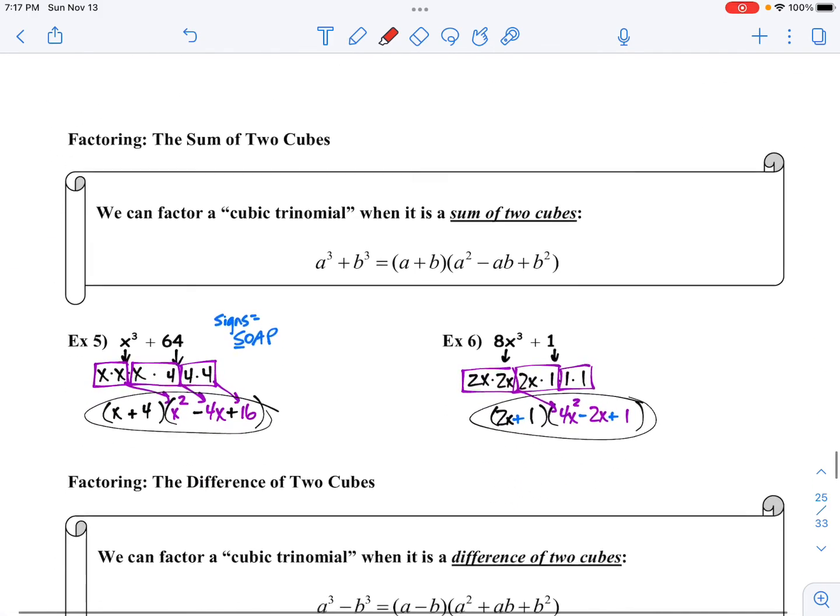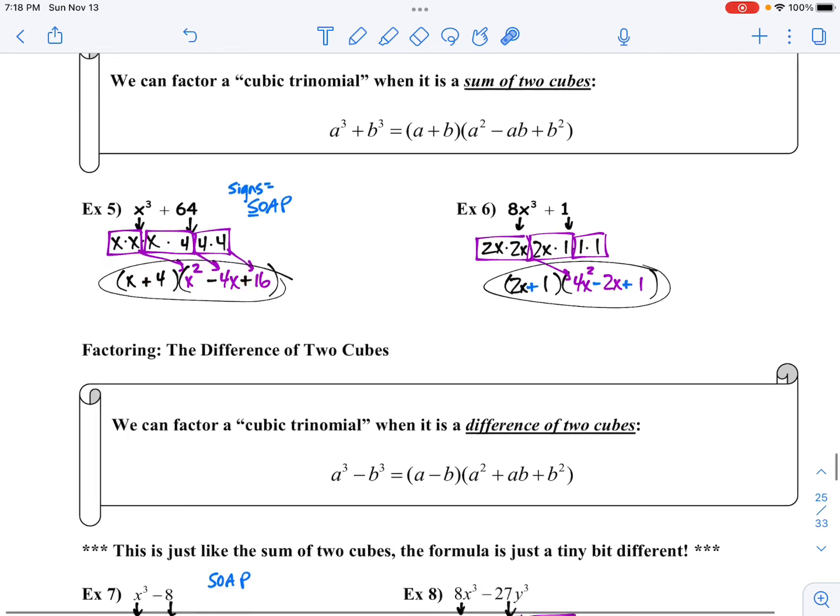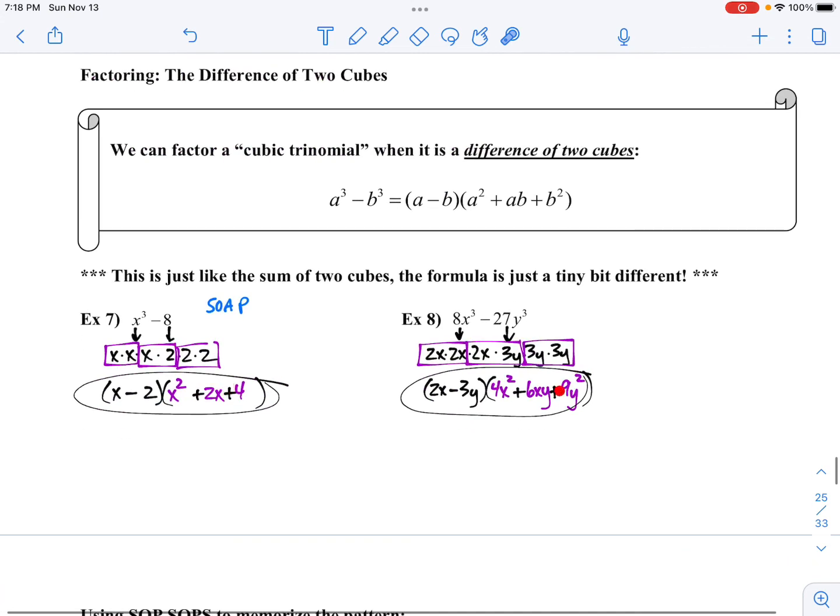However, for cubes, there's like a lot more going on, right? You have to first uncube your numbers, and then you have to figure out your parentheses, and your signs follow the SOAP acronym. The same sign in the problem goes first, the opposite sign in the problem goes next, and the last sign every time, if you notice, is always positive. And then you just uncube your numbers and fill in your blanks.